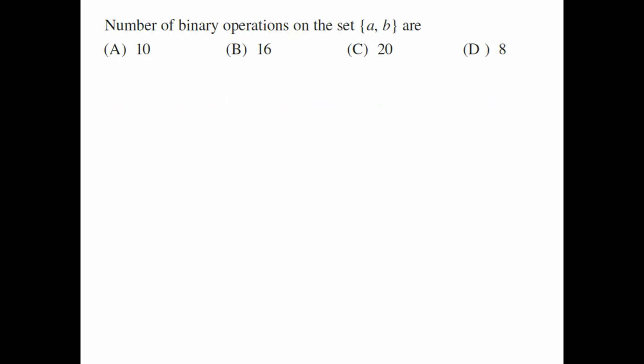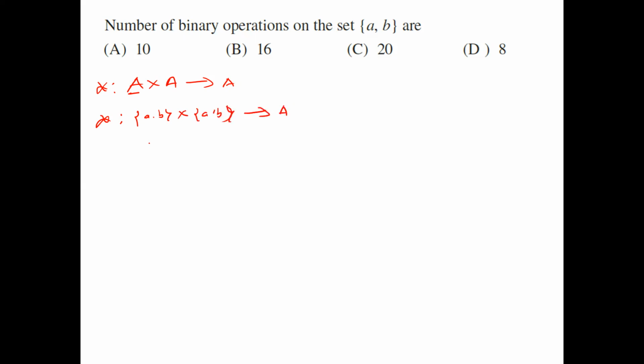Number of binary operations on the set {a, b} are. Now to see the number of binary operations. What is a binary operation? A cross A to A. Here star is the operation. Now here star is the operation, so what is the set here? {a, b} cross {a, b}.